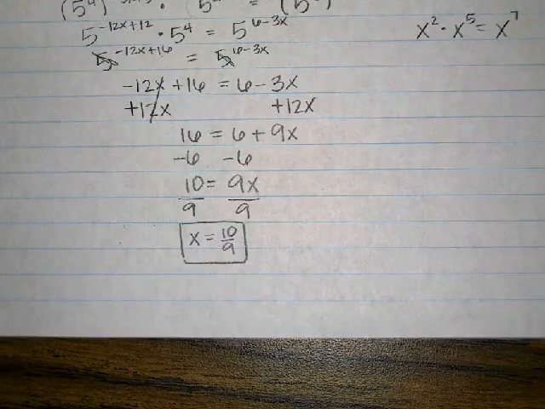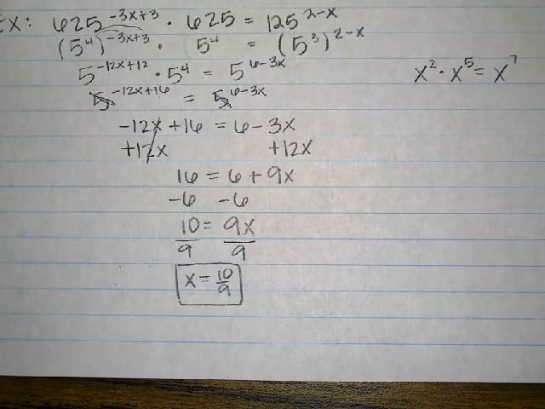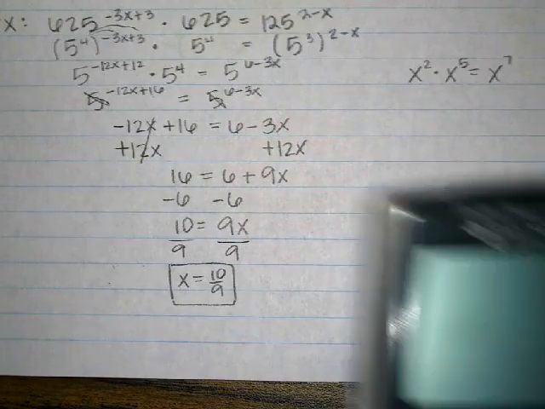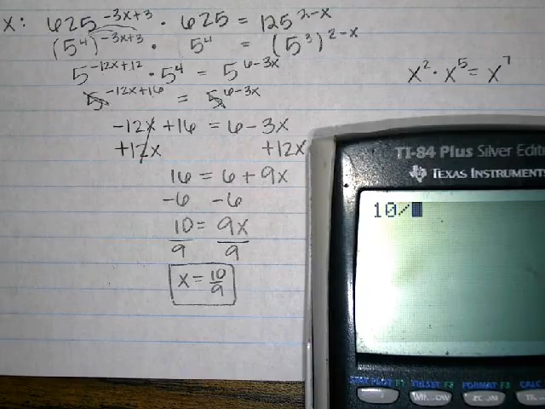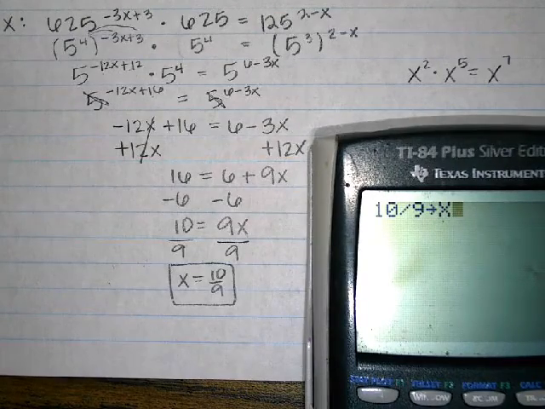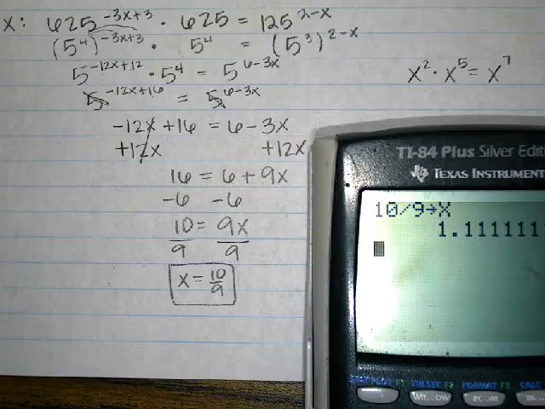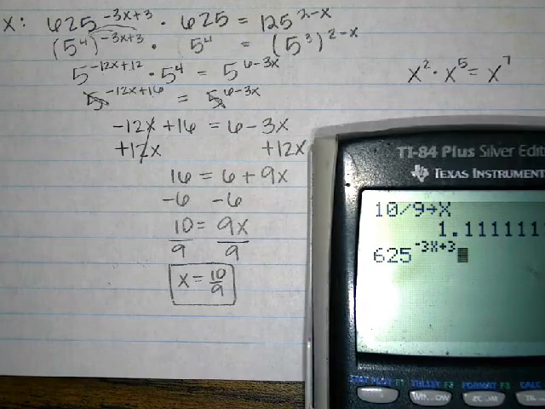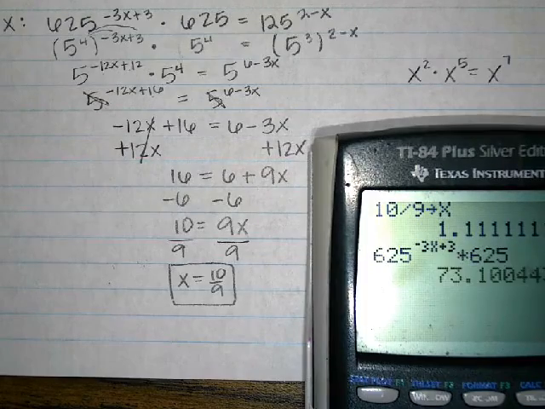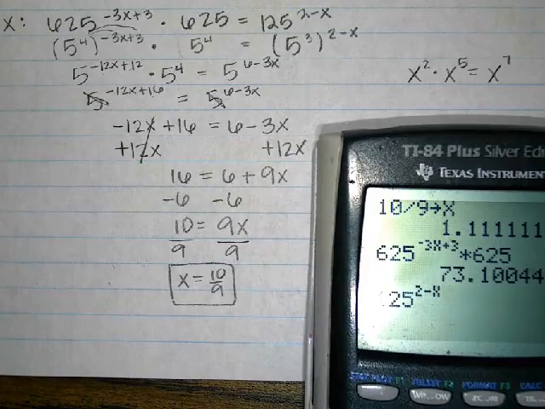So if I want to check my answer, I can do 10/9 stored as x. And then I can do 625 to the negative 3x plus 3 times 625. I get 73 with the funky decimal, and then 125 to the 2 minus x, and I get the same number with the same funky decimal.